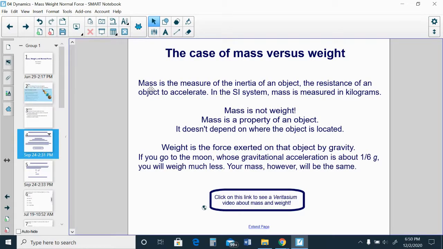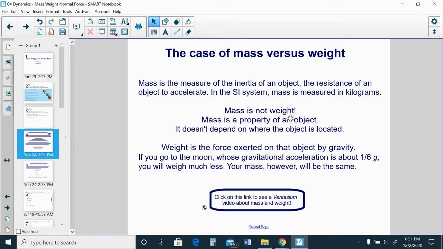So, mass is the measure of the inertia of an object. It is the resistance of an object to accelerate. In the SI system, mass is measured in kilograms. Now, mass is not weight. You may have heard in common conversation these two terms being used interchangeably. But scientifically, mass and weight are not the same thing.